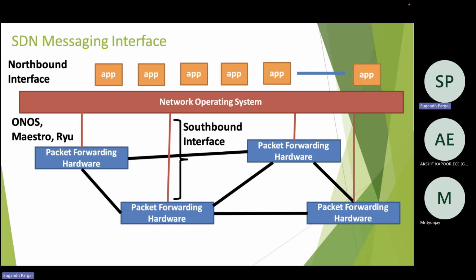So this is the SDN messaging interface, and we can use different types of languages, that is ONOS, Mistral, Ryu, depending upon the requirement of what type of operating system you want to build.